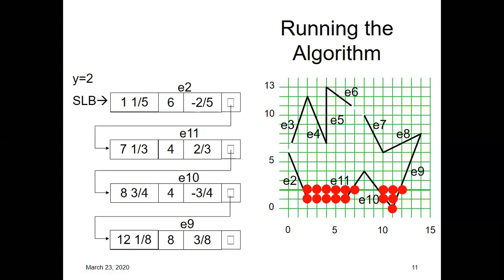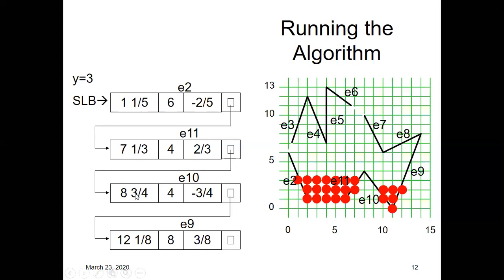Next step is to increment this green thick line to the next line. So y became 3. So this is the initial. You see whether any new edge has been encountered. No new edge. So these are my existing edges. So initial is done. Next is F, filling. So 1 1 by 5 of E2 to 7 1 by 3 of E11. So you start filling like this.